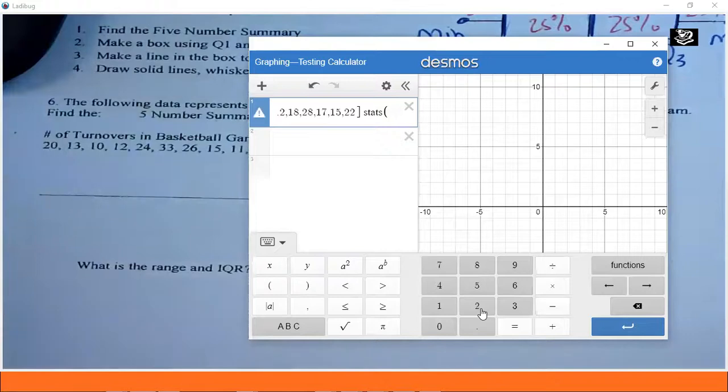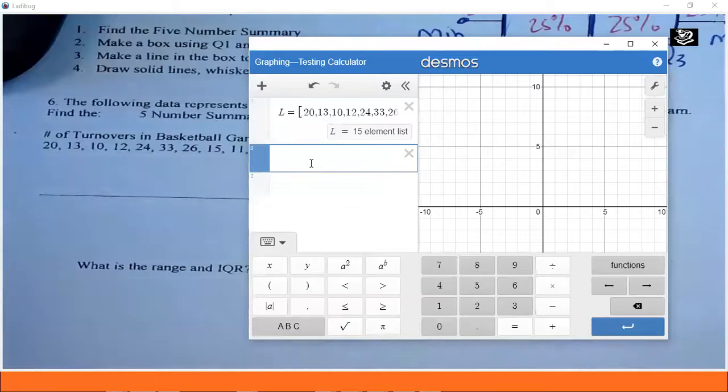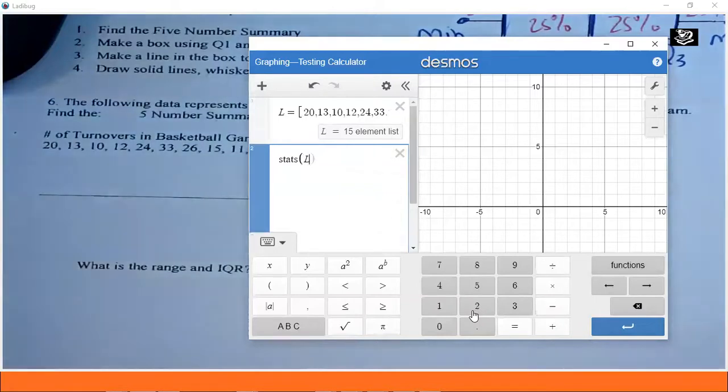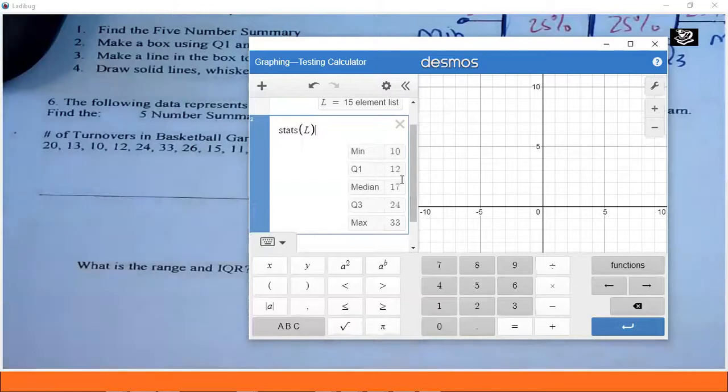Oh, shoot. I forgot to type it in a different line. So let me delete that. I got to click in a different line underneath it. And then click functions, stats, stats. And you're putting in a capital L. That gives you your 5-number summary. It gives me my minimum, Q1, my median, Q3, and my maximum. Okay? Right there. Okay. And then put an L in there. Who else needs help?